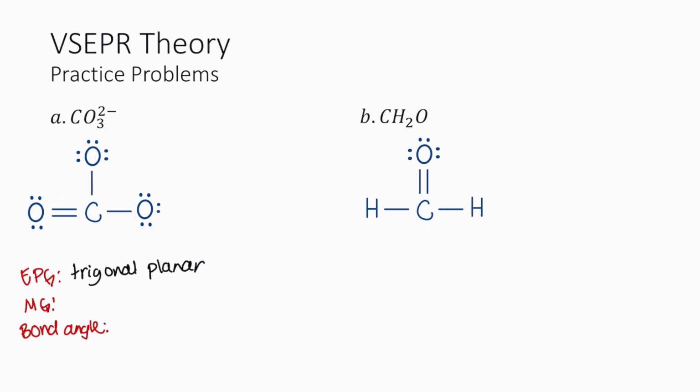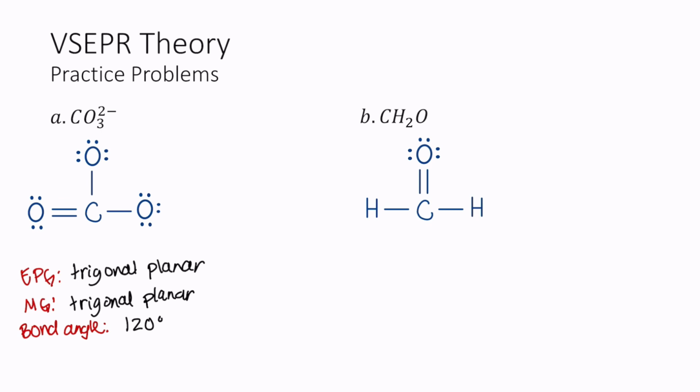Since I don't have any lone pairs, then my trigonal planar electron pair geometry is going to be the same as my molecular geometry. Just like before, this shape is trigonal planar, so you can't just put trigonal. If you just put trigonal, then you can't differentiate between trigonal planar or trigonal pyramidal. So make sure you use both words. The bond angle is 120 degrees.